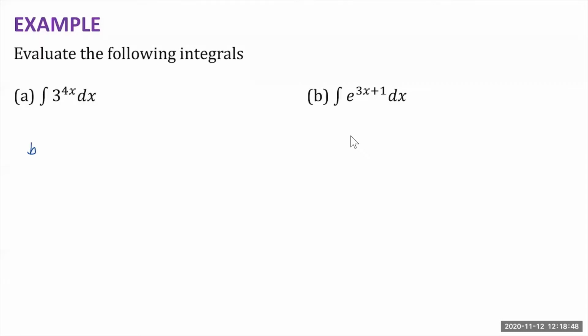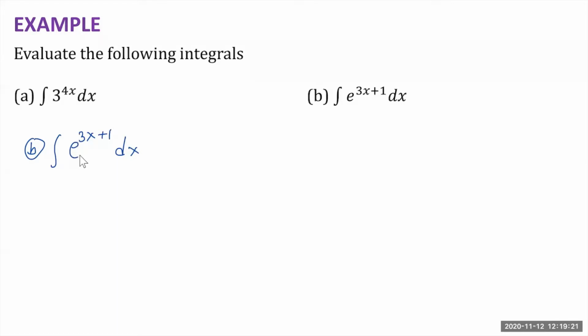Part B, we have the integration of e raised to 3x plus 1 dx. This integral is very similar to 3 raised to x, but in place of x, I have 3x plus 1. So this is the composite function with the inside function as a linear function. Whenever you are evaluating a composite function with the inside function linear, you just have to find the integration of the outside function and then divide by the derivative of the inside function.